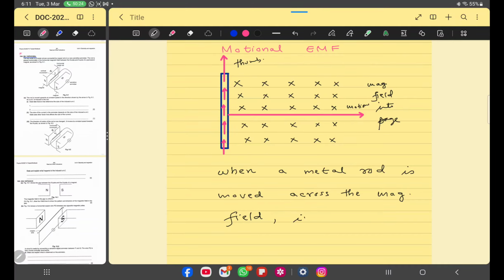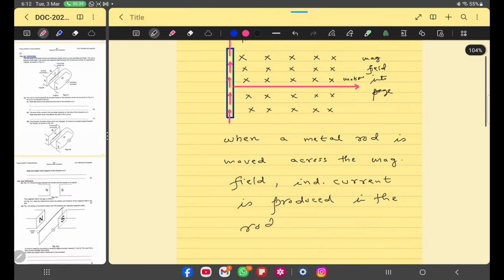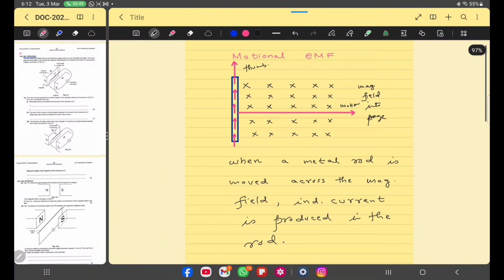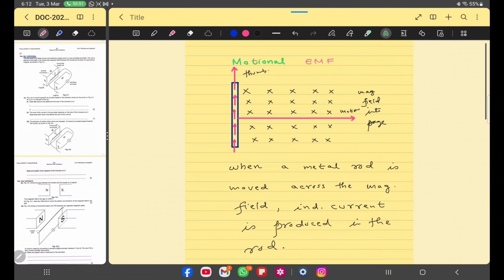Then what happens? Sir, induced current is produced in the rod. Induced current is produced in the rod. And this current is produced due to the movement of the wire. That is why I am calling this motional EMF.